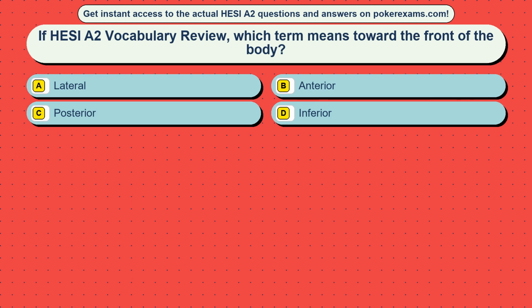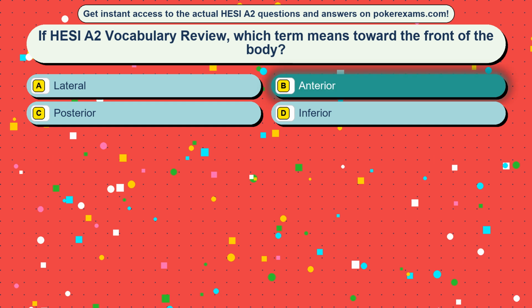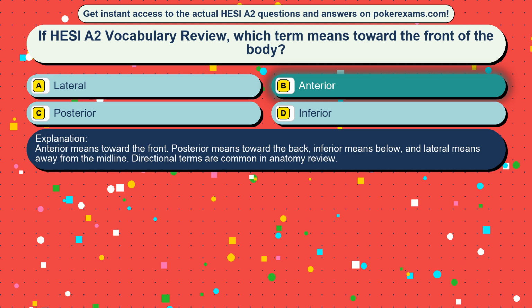Question 20. If HESI A2 Vocabulary Review, which term means toward the front of the body? Option A, lateral, option B, anterior, option C, posterior, option D, inferior. The correct answer is option B, anterior. Anterior means toward the front, posterior means toward the back, inferior means below, and lateral means away from the midline. Directional terms are common in anatomy review.